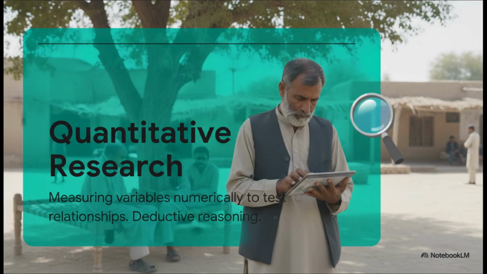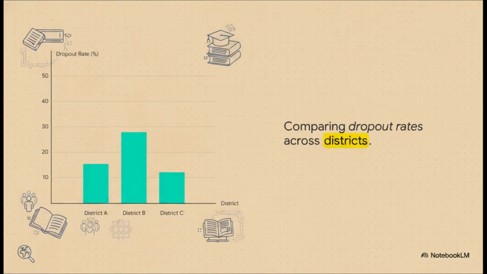If you're trying to prove something on a national level, if you really need to know how many or how much, you're going to reach for the quantitative toolkit. This is all about measuring variables numerically to describe, compare, or test relationships. It relies heavily on deductive reasoning. Basically, that means you start with a set theory and you test it using hard numbers and statistics. In the real world, this looks like running a massive household survey or maybe a randomized controlled trial, an RCT.